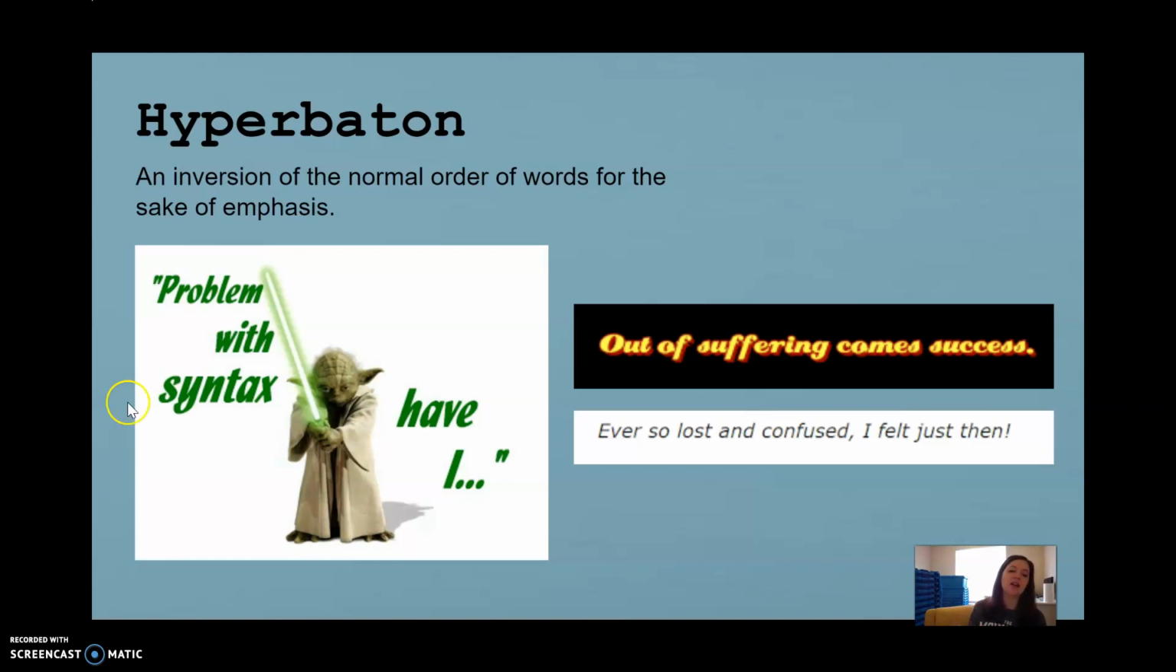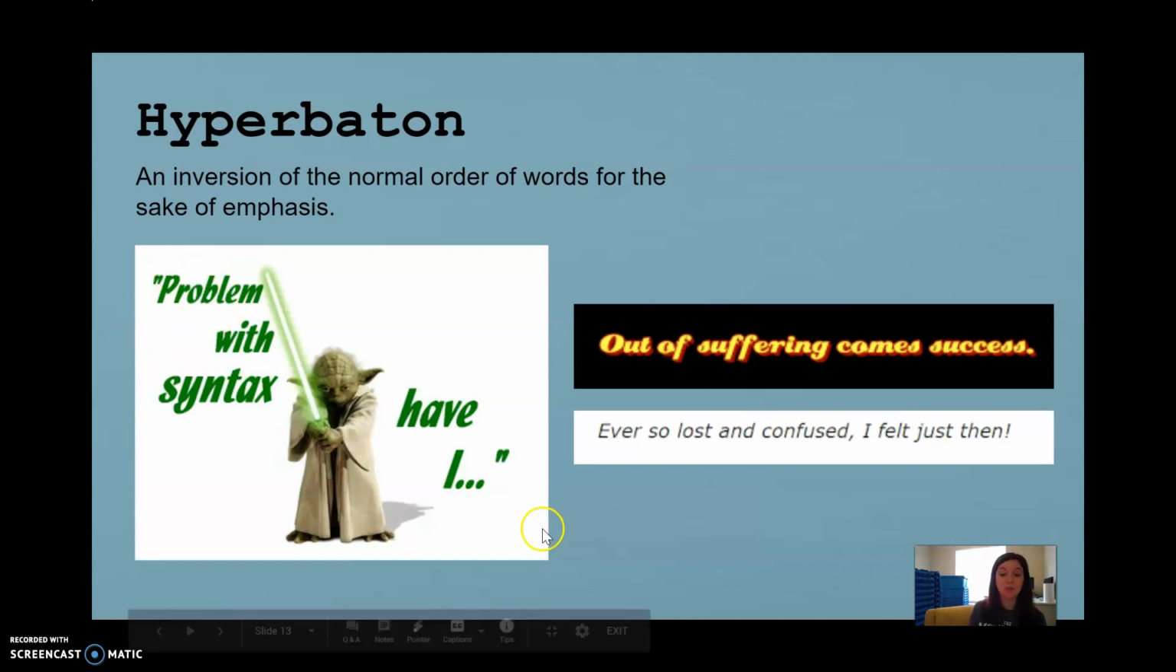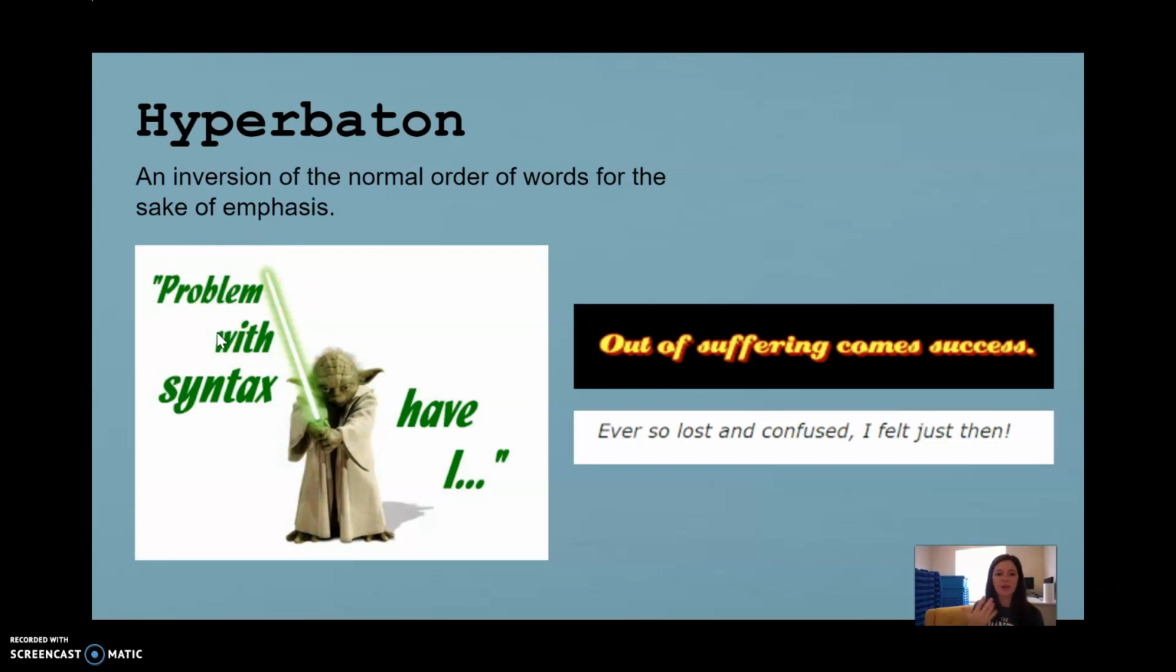And so what it emphasizes by moving this, instead of the "I" being emphasized, "problem" is emphasized because that's at the beginning of the sentence. So, and that makes sense. In this sentence, the most important thing is his problem with syntax. So it makes sense you would put that at the beginning.